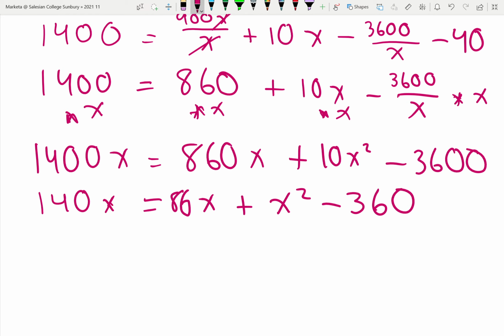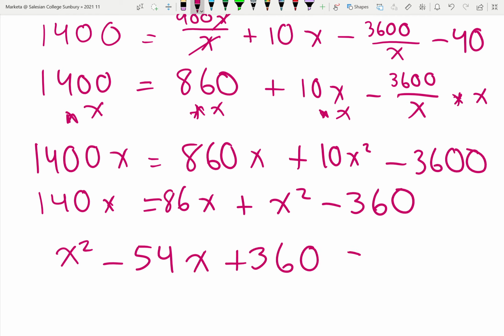So it's null factor law, not 140x factor law, so we need it to equal 0. And that should be 86. It looks a bit messy there. So let's see, we get x squared minus 54x plus 360 equals 0. And now we're in a position where we can just use either cross-factorization or our CAS or quadratic formula or complete the square in order to solve for x.